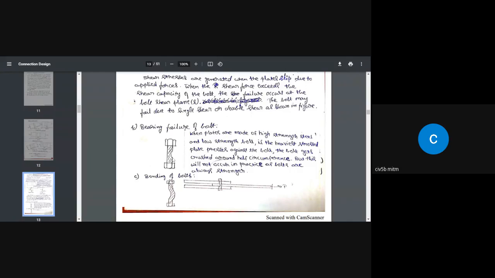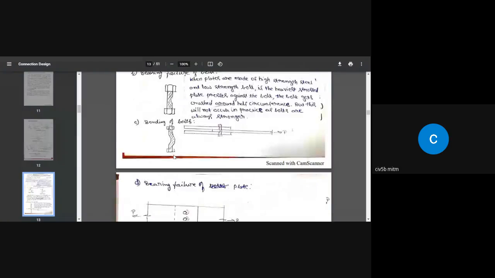So shear failure or bearing failure. Bearing failure of bolt means the bolt yields along or on the contact surface. What is the other type of bolt failure? Bending of bolts. The bolt may even bend. That is also considered a failure.